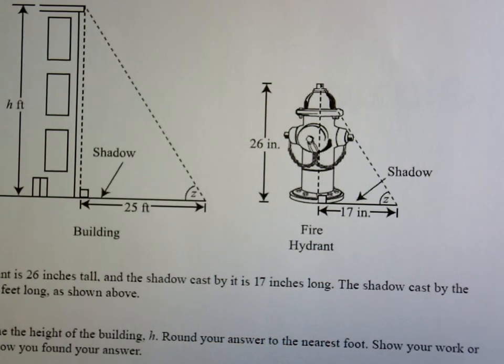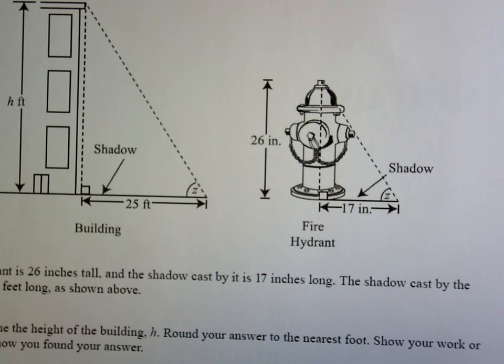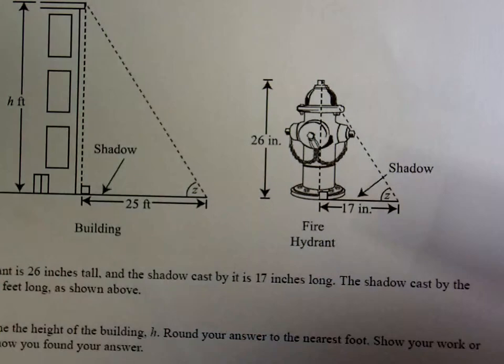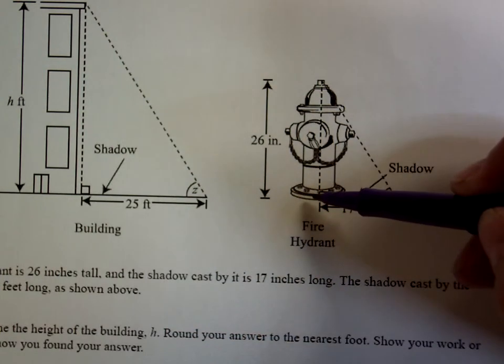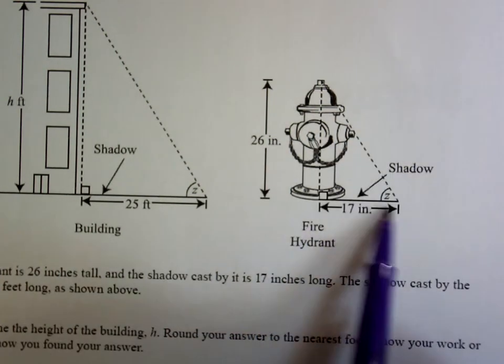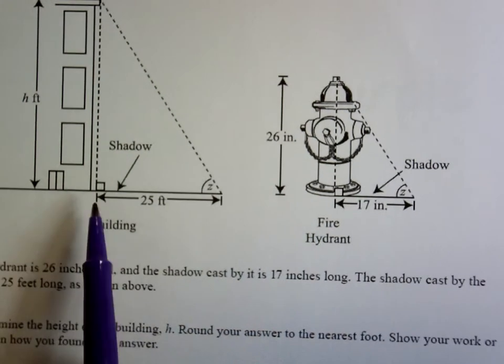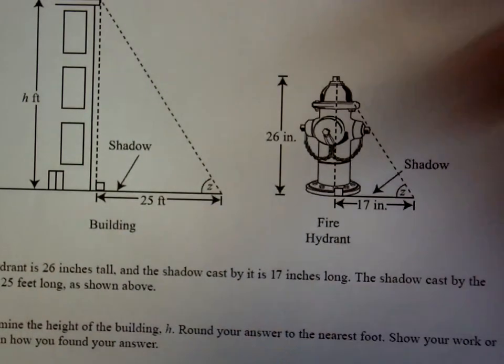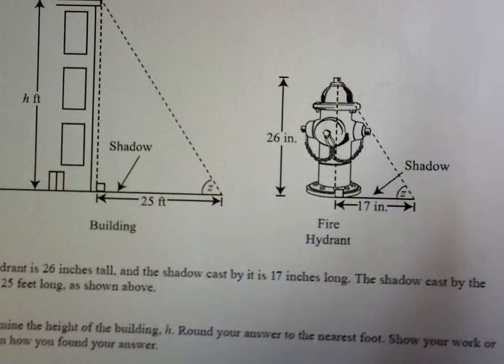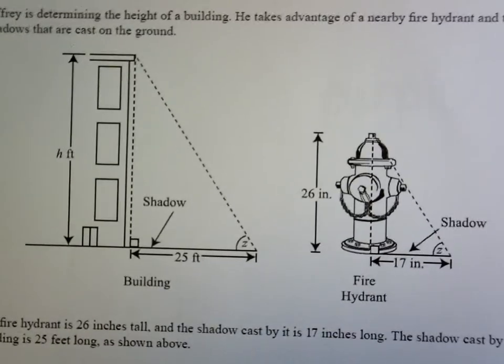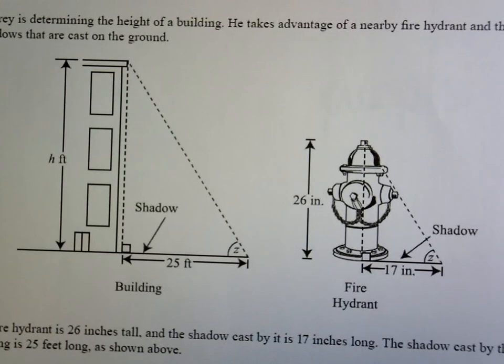So I've got two similar triangles, so I can compare these triangles. The fire hydrant is 26 inches tall. The shadow cast by it is 17 inches long. The shadow cast by the building is 25 feet long. Here's the height of the building. I'm going to use similar triangles. I don't even have to use trig. I really can't use trig at this point. In other words, I'm going to set up a proportion.